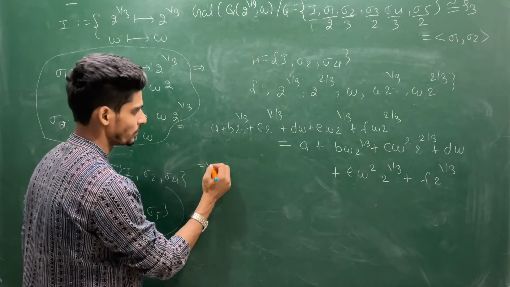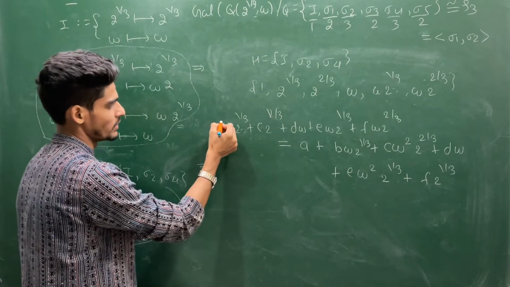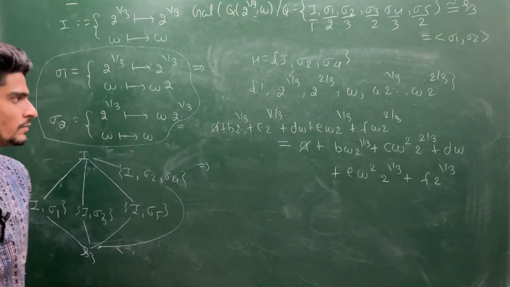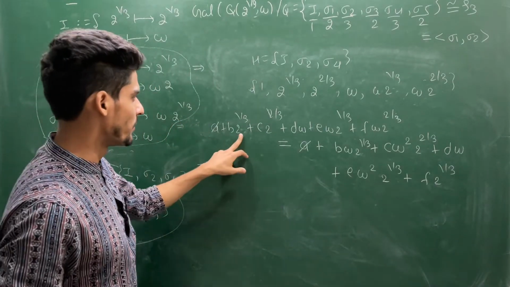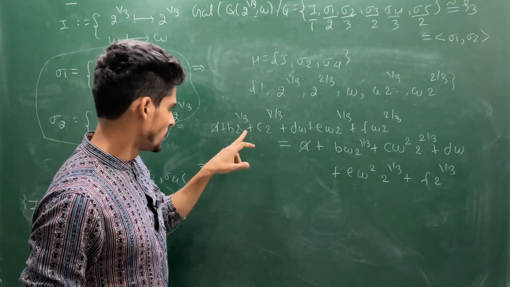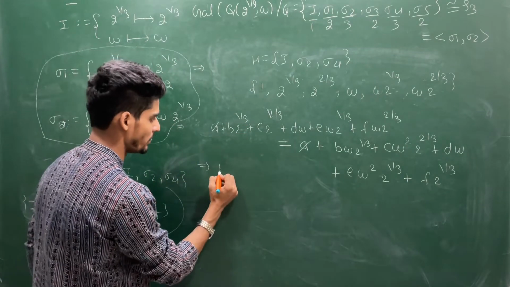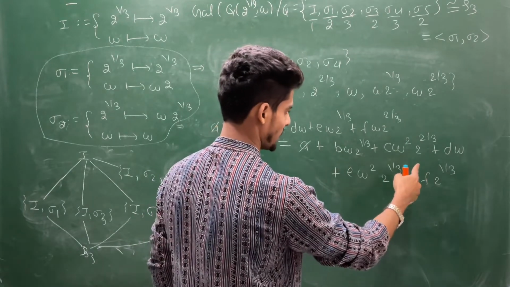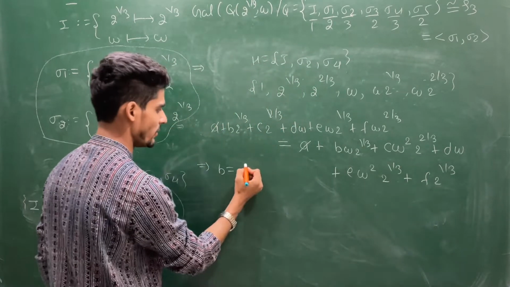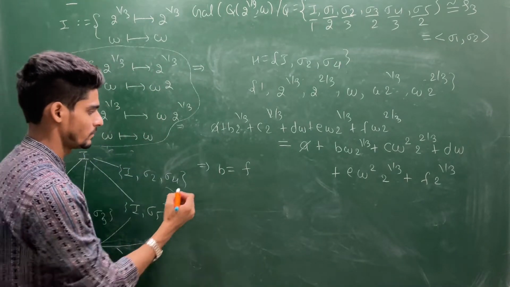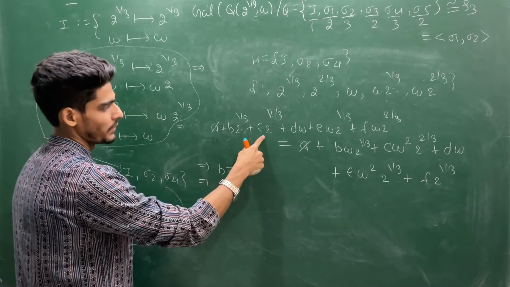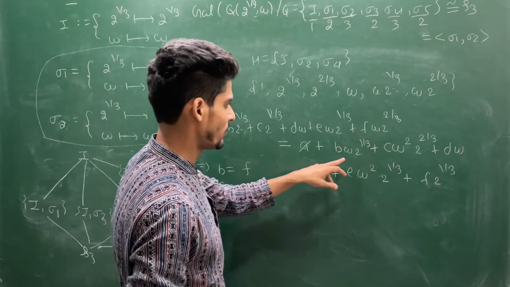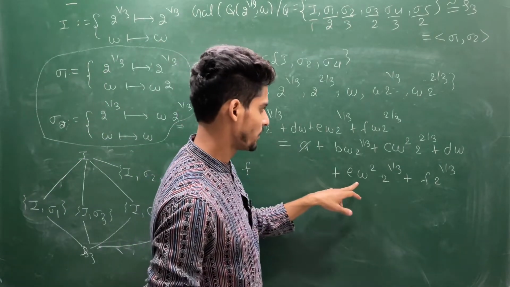So this will give you, if you compare the constant term, this A will get cancelled out, no restriction on A. Now you compare the elements with 2 power 1 by 3. Here you are having 2 power 1 by 3 times B, and here you will have 2 power 1 by 3 times this F element. So B will be the same as F. Now you compare 2 power 2 by 3 elements. So here you are having C, and here you will have 2 power 2 by 3.